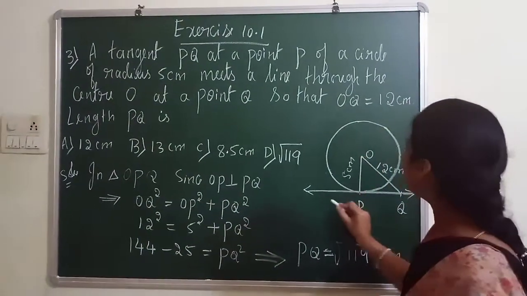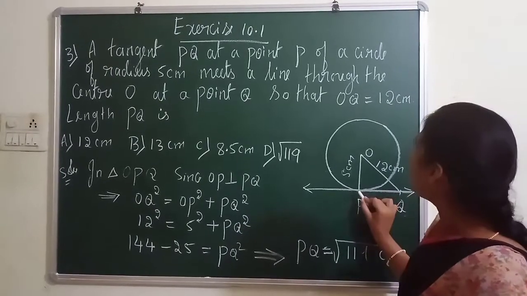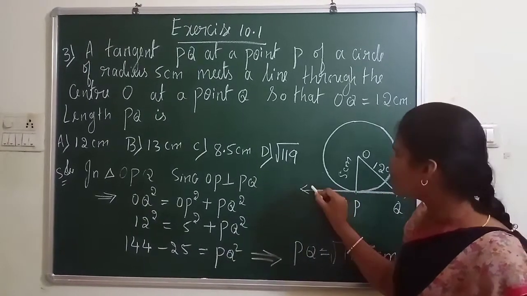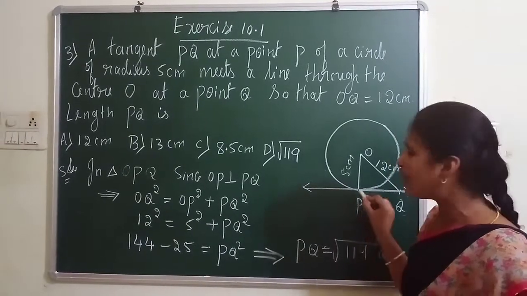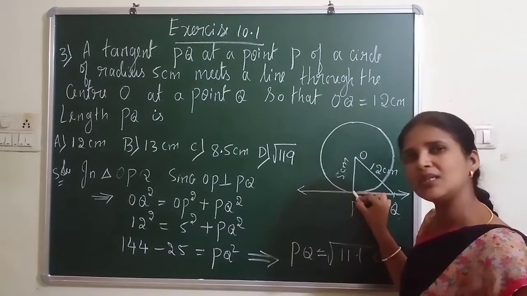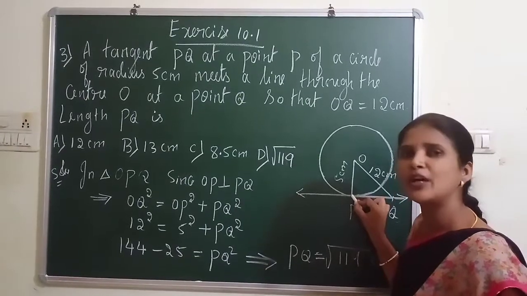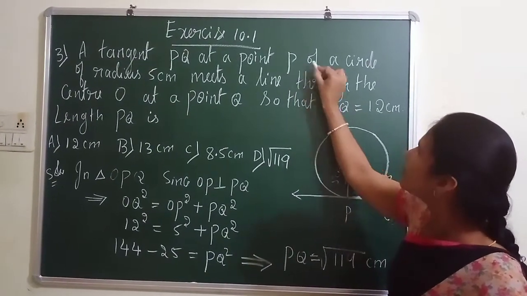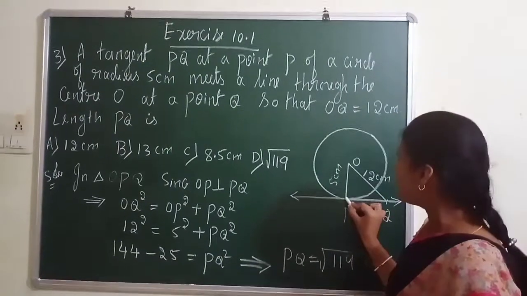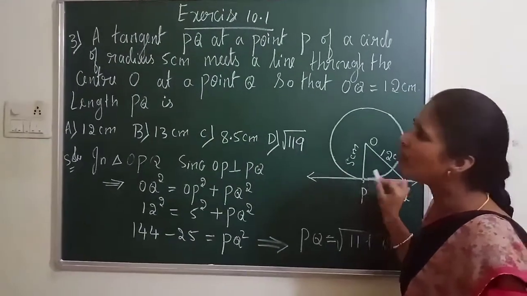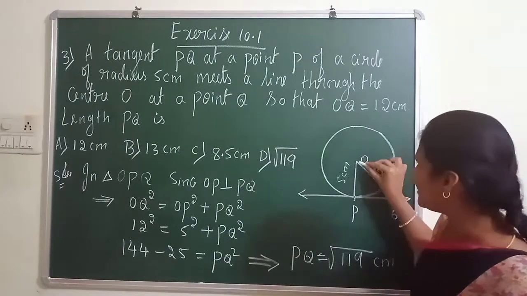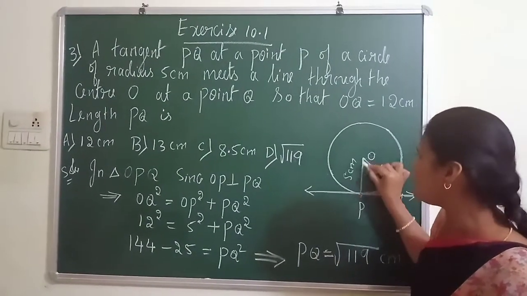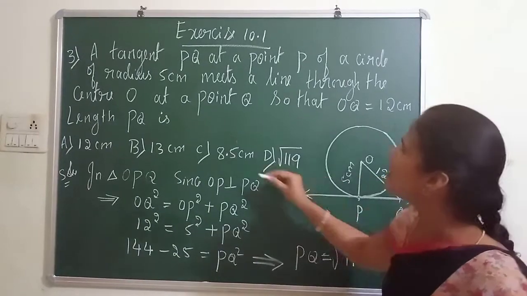A tangent PQ at a point P of a circle means you have to take a point P on the circle, and this is called the point of contact, because he has given P is a point on the tangent and also of the circle. So the point will be a point of contact. Of radius 5 cm. You know this will be the radius. So mark this as center O, and this OP is given as 5 cm.